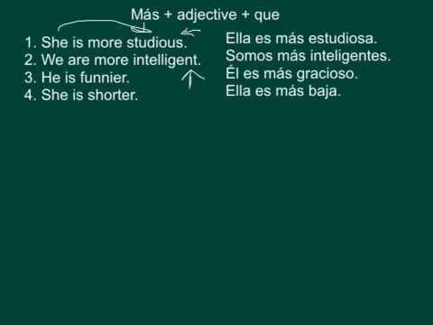Okay, so hopefully you tried these. So for she is more studious, it is ella es más estudiosa. Please notice the A for estudiosa. And then for we are more intelligent, somos más inteligentes. Again, remember the S because there's more than one person. For he is funnier, él es más gracioso. And then for she is shorter, ella es más baja. Pay attention to the A there.